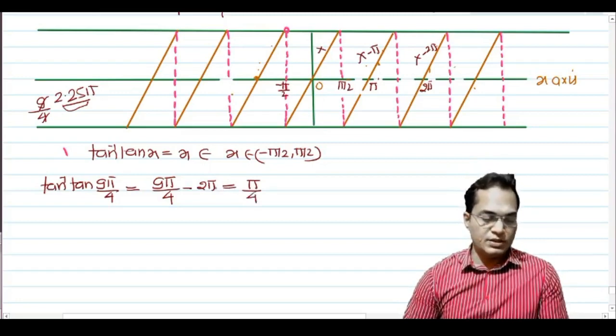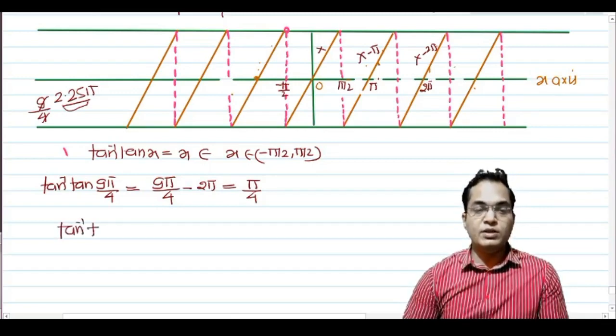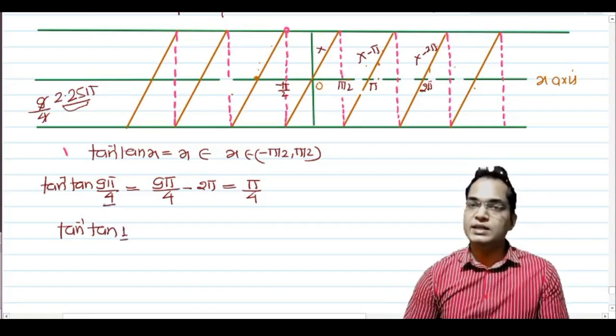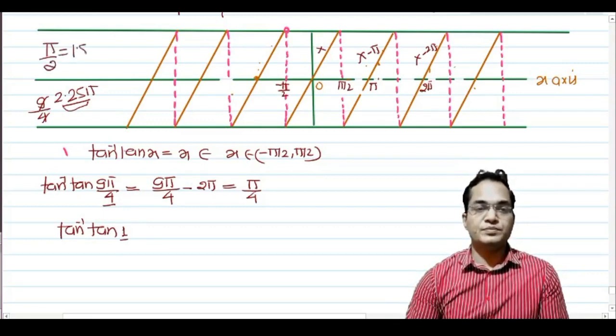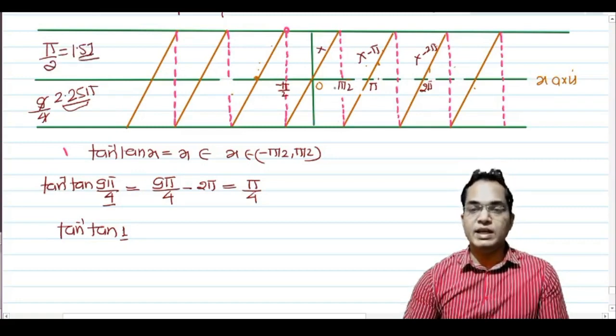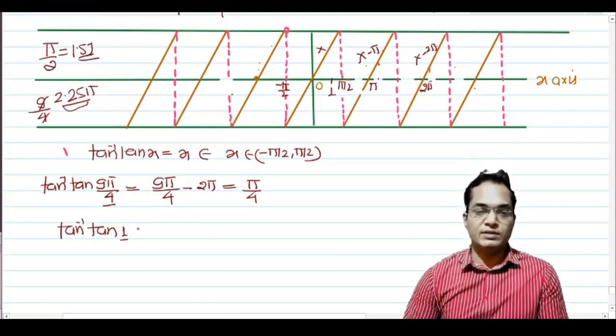Now the fifth question. Tan inverse tan 1. What is the meaning of 1? Now 1 is in radian. As we know, all the angles are in radian. Where does the 1 lie? The value of pi by 2 is approximately 1.57. Means the 1 lies near here. Then what is your answer? Your answer is x. Means your answer is 1.